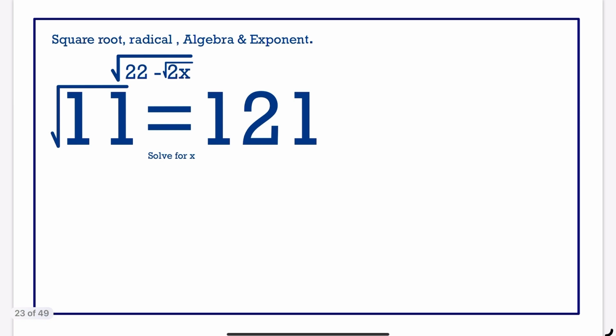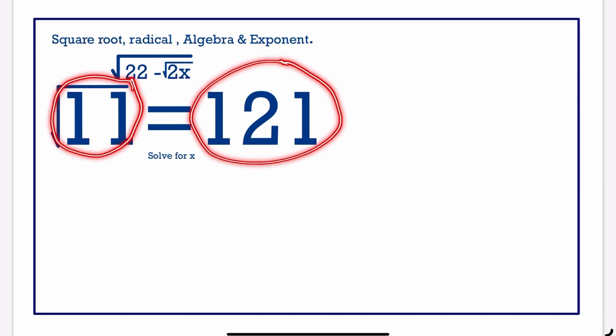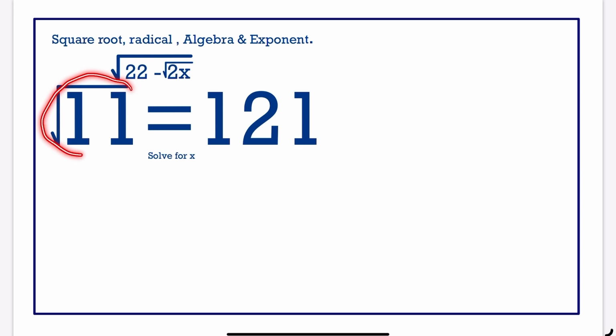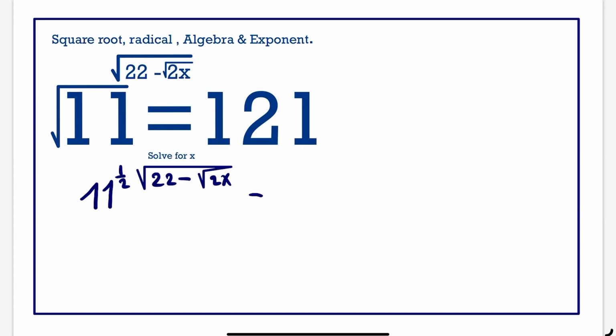So the first thing you want to do when you have a question involving exponent is to make sure that the bases are all equal. So here we have root 11. The square root of any number is that number raised to the power half. So this will give us 11 to the power half. Then our square root, we have 22 minus root 2x should be equal to.